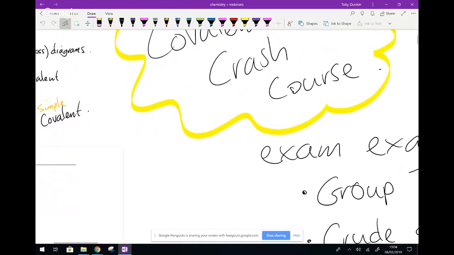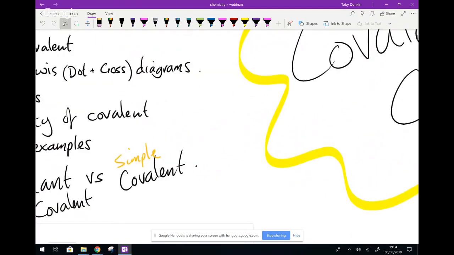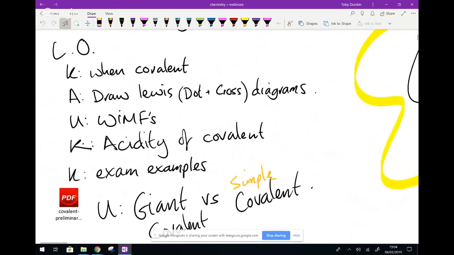And I'm going to drop straight away into our webinar. So we're doing a covalent crash course, otherwise known as CCC. This is what I'm going to be covering today. So we're going to be covering several learning objectives. The first one is, when does covalent bonding occur? Be able, so knowledge, of course, the first one. Be able to draw your Lewis dot and cross diagrams.